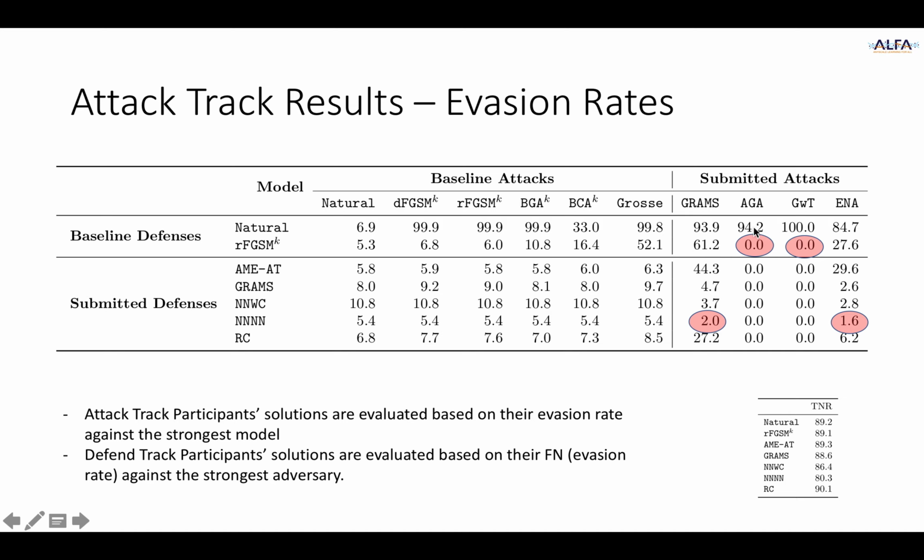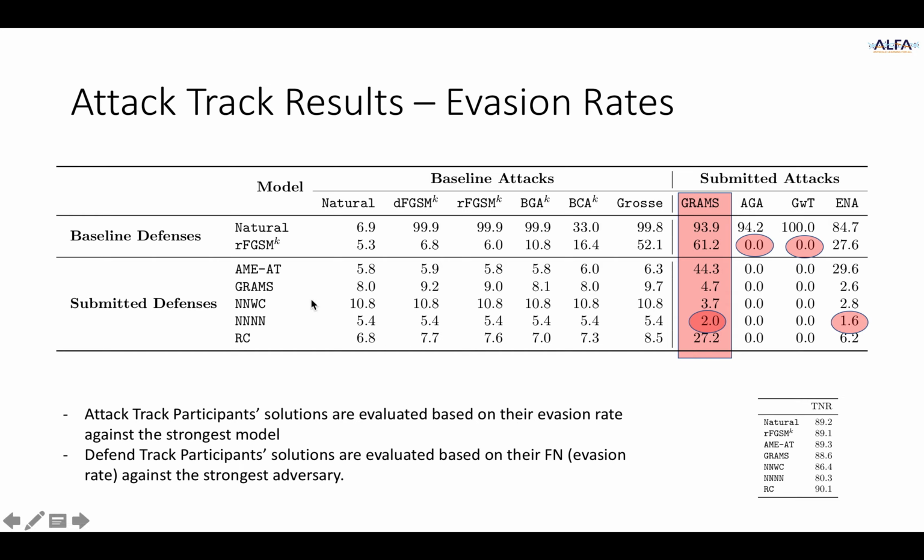For AGA, the worst evasion rate is 0, it doesn't really evade. The same case with GAN with tips. And for ENIA, the elastic net attack, it is 1.6. Okay, and so based on the worst evasion rates for these attacks, the Grams method is the winner. So far we have looked at the attack track based on evasion and the defense track based on F1 score, and now we're also going to look at the defense track based on the evasion rate.